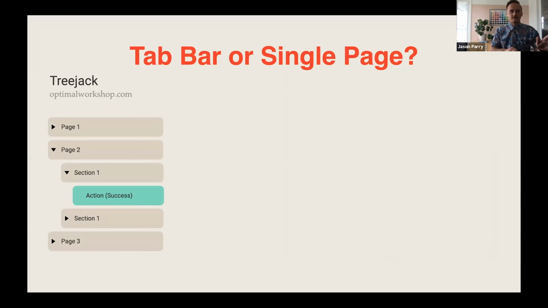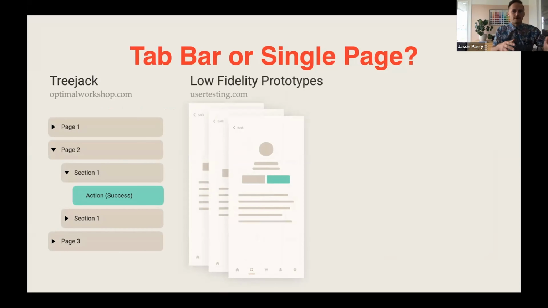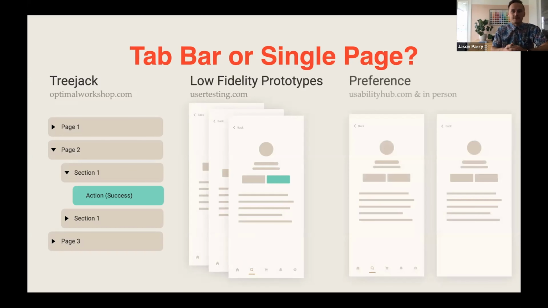So we tested single page and tab bar in a tree jack, and they were both successful. So we moved on to low fidelity prototypes. And so same thing, we gave users a task, go find this critical action. And we ran through several iterations on both organization styles, the single page and the tab bar, and those were both successful. So then we moved on to a preference test and asked people on Usability Hub and in person, which one do you like more? Just totally subjective. And it was a 50-50 split every single time.